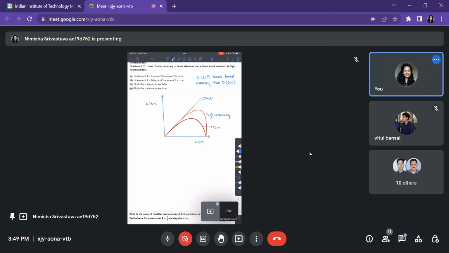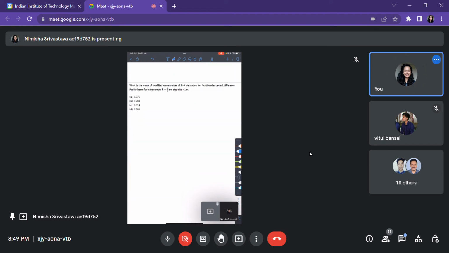Okay, D is right. What is the value of modified wave number for first derivative for fourth order central difference scheme? Let's have a look at that. So fourth order central difference, we're talking about the Padé scheme, and K is this. So let's again see what all information we have. We have K equals pi by 4, delta X equals 1 meter. Okay, so let's see what this scheme looks like.